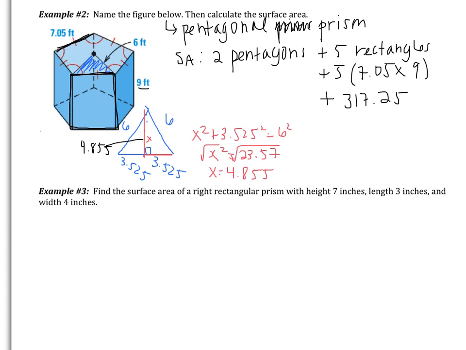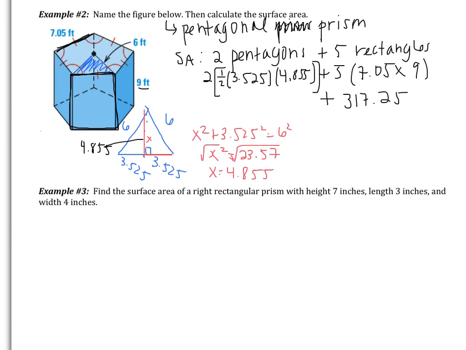Okay, so now going back, I have 2 pentagons. Each pentagon has some triangles. The triangle is going to be 1/2 my base of 3.525 times my height of 4.855, which I just found.